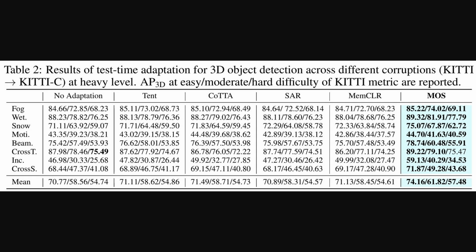Okay, so after seeing its strength in cross-dataset shifts, this table now shows how Model Synergy performs when facing various data corruptions. This is the KITTI to KITTIC scenario. So, a model trained on clean KITTI data, tested on versions with heavy fog, snow, or motion blur. Looking at the average precision for 3D object detection scores, Model Synergy, or MOS, consistently outperforms other test time adaptation methods like tent and kata across nearly all corruption types and difficulty levels. Its strong mean performance really underscores its resilience to these real-world data issues.